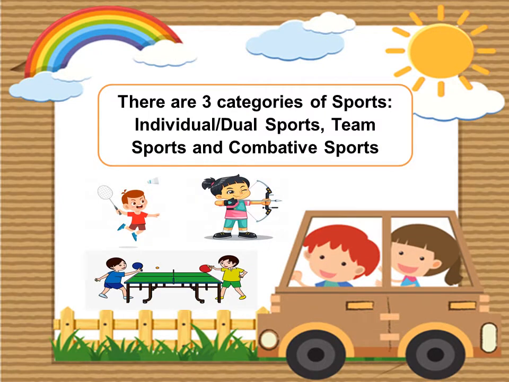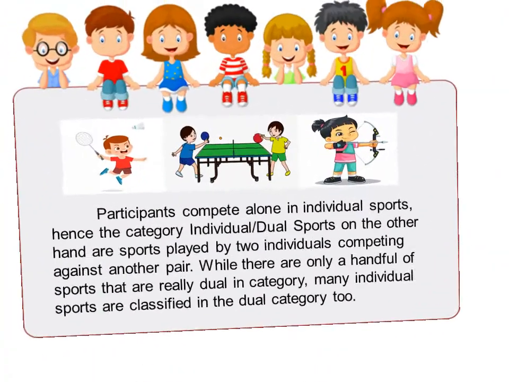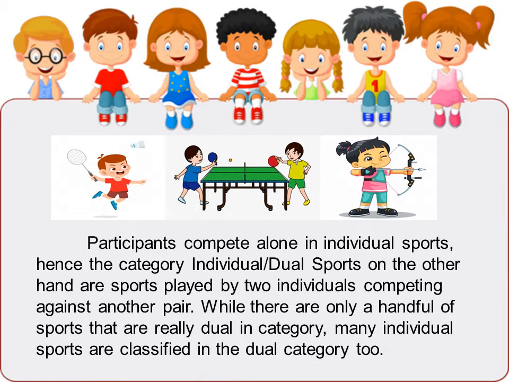So there are three categories of sports. We have the individual or dual sports, team sports, and combative sports. Participants compete alone in individual sports. Dual sports, on the other hand, are sports played by two individuals competing against another pair. While there are only a handful of sports that are really dual in category, many individual sports are classified in the dual category too.